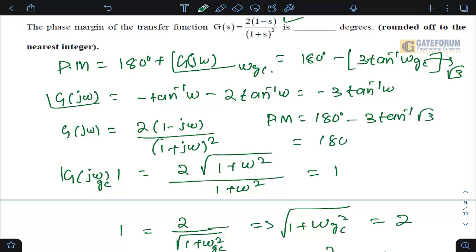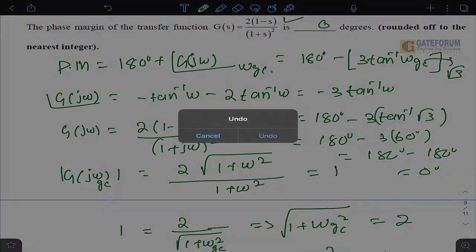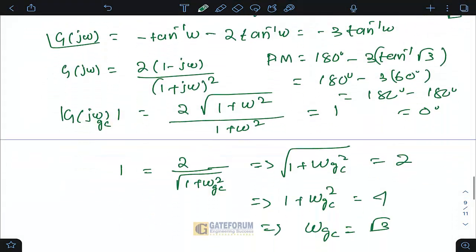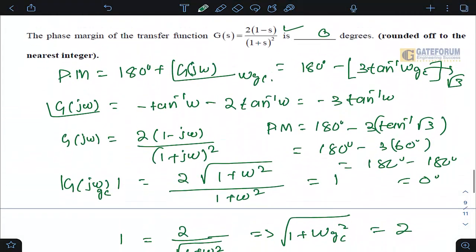So 180 degree minus 3 tan inverse of root 3 is 60 degree. So this is 180 degree minus 180 degree. So this happens to be 0 degree. So this answer is supposed to be 0. So the phase margin of the given transfer function is 0 degree, right? So simple and straightforward problem, easy one only. So answer is 0 for this.